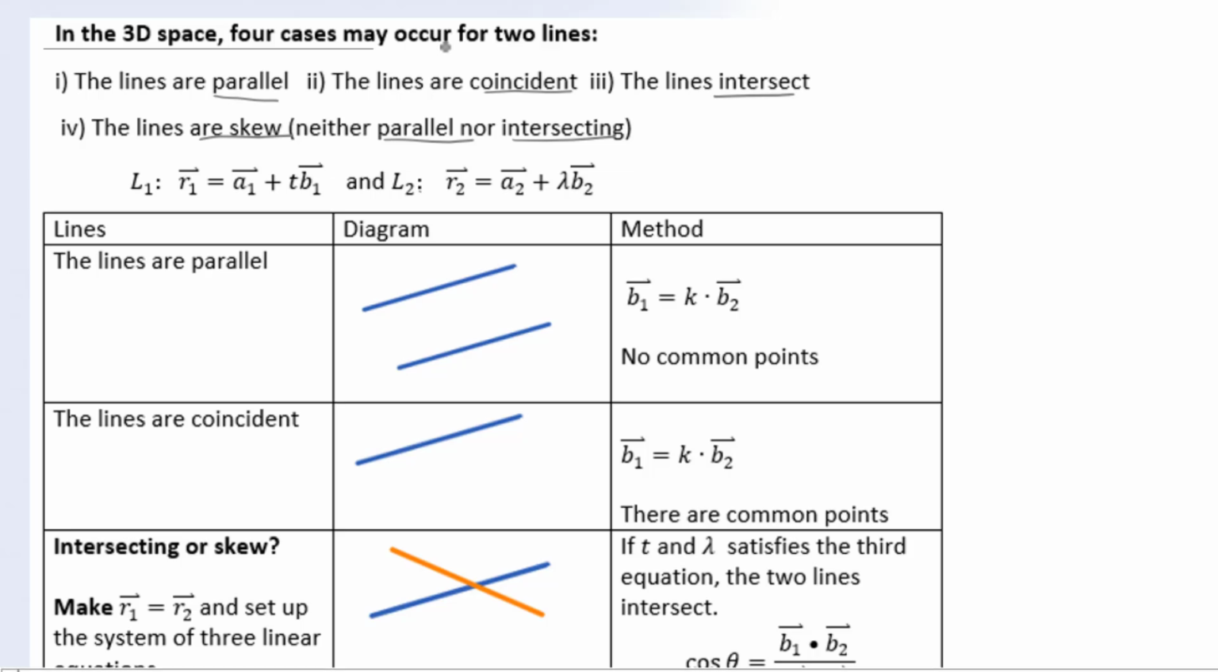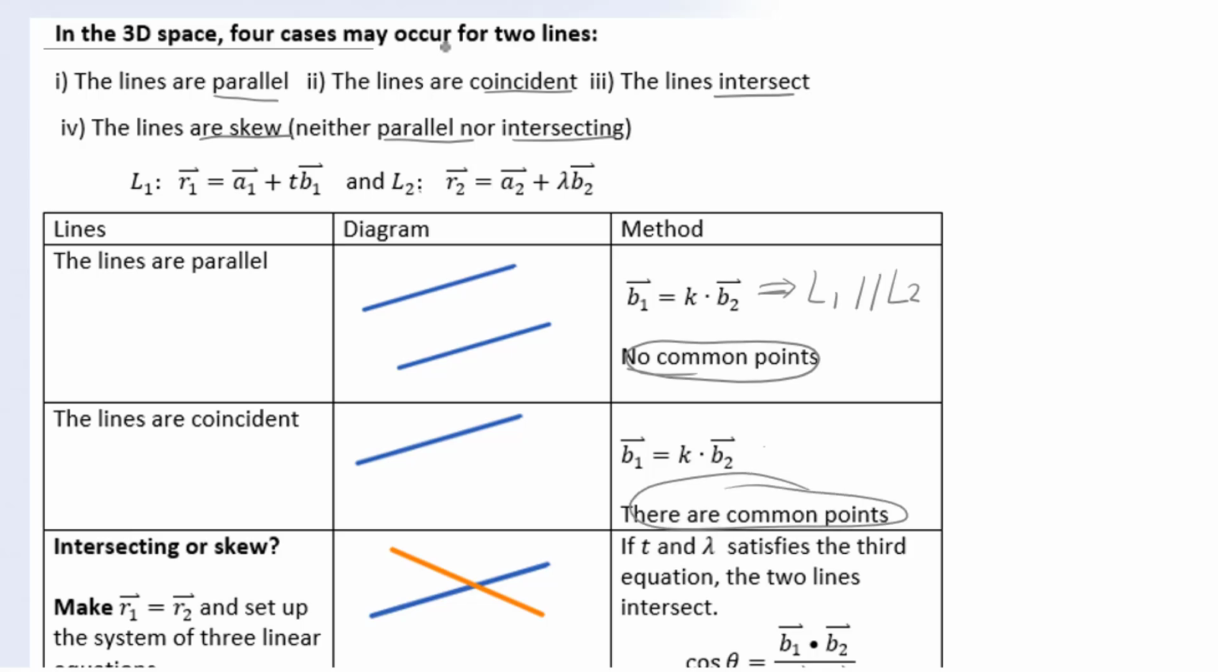L1 and L2, the two lines, are parallel if the direction vector b1 equals k times b2 and there are no common points between these two lines, then L1 is parallel to L2. If b1 equals k times b2 and there are common points, then L1 and L2 are coincident.